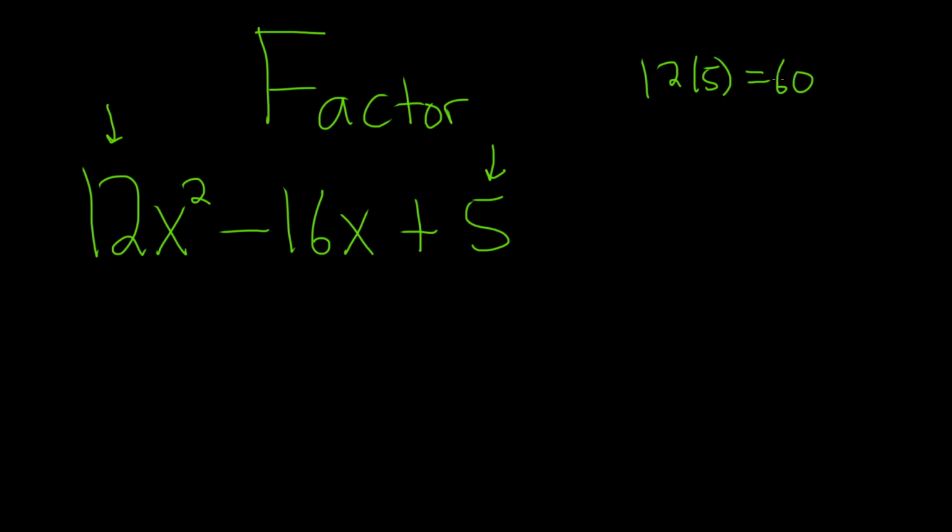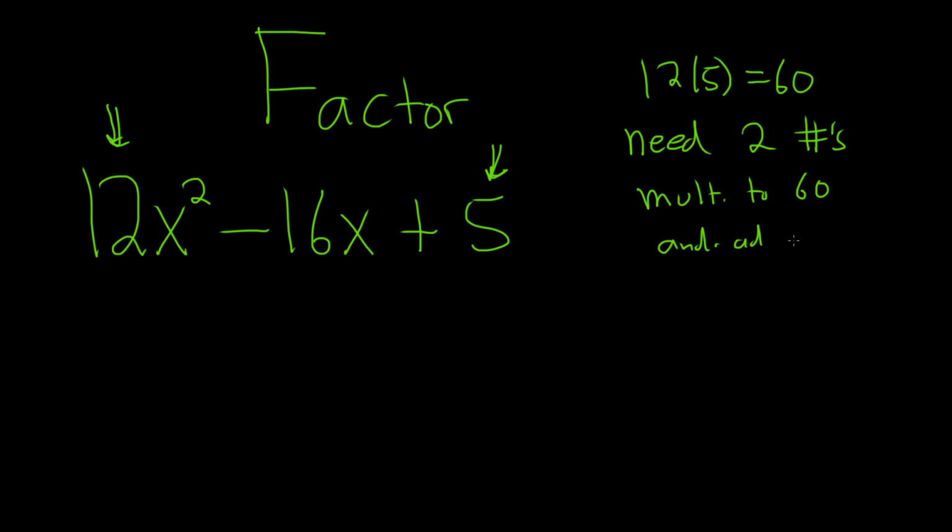So step 1 in the AC method is just take these two numbers, 12 and 5 in this case, and multiply them. Then you need two numbers that multiply to 60 and add to whatever is here in the middle, so negative 16. So lots of numbers multiply to 60. I'm going to have to think here.